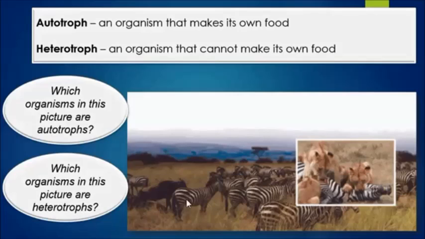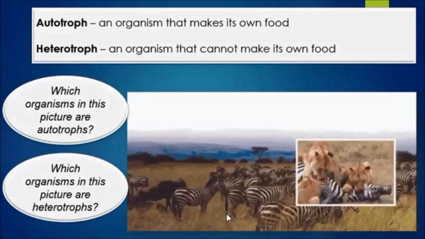Okay, so if we take a look at this picture, the organisms in this picture that are autotrophs would be all of the plants. Okay, plants actually can't go out and eat other organisms. So they have to actually be able to make their own food within their cells. They have special organelles that allow them to do that.